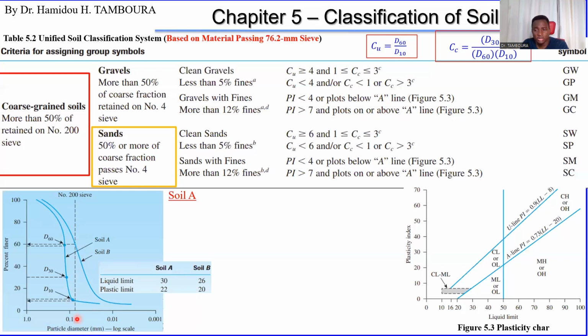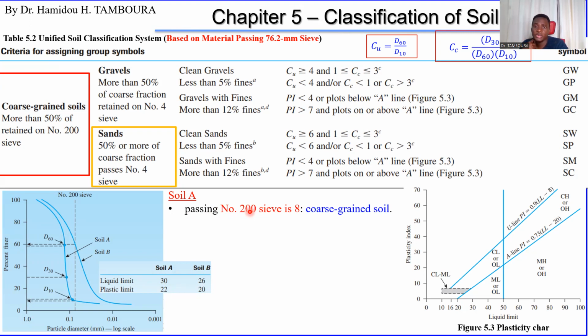So if we check here, we are dealing with the curve of soil A. If we check sieve number 200, what is passing here is very small, as we can see. This is 20, so 10 is maybe around here, maybe less than 10, I think. So the percentage passing sieve number 200 is 8.